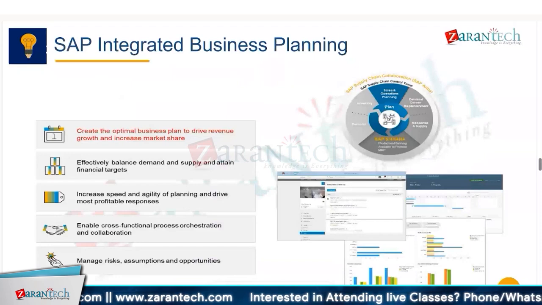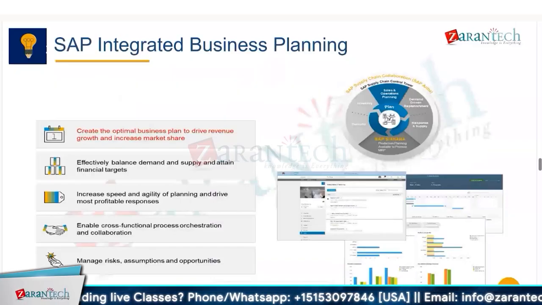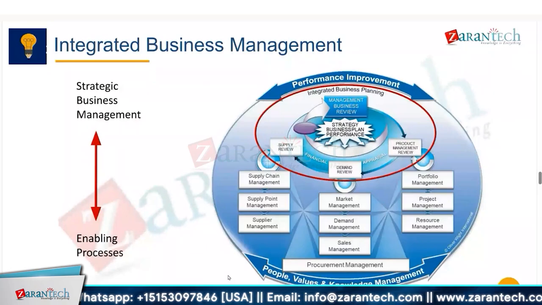This also focuses on integrated business planning, mainly on sales and operations planning, which is to balance the demand and supply. That's what we already understood. It is to increase the speed and agility, the flexibility within the planning function, and manage risk and assumptions so that maximum opportunities can be grabbed. Now in the next slide, you see a slightly different picture of the IBP.